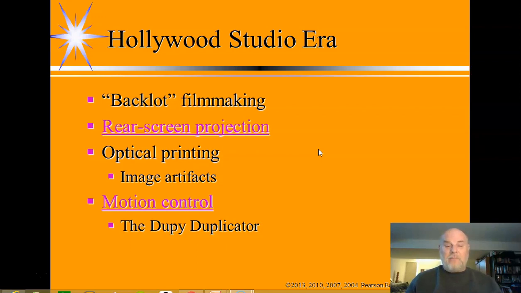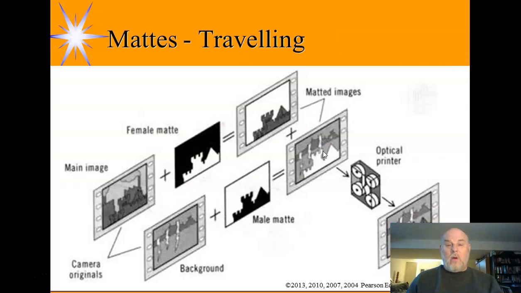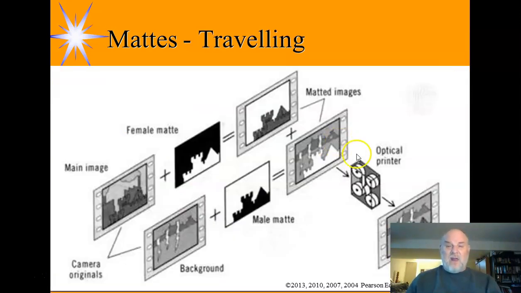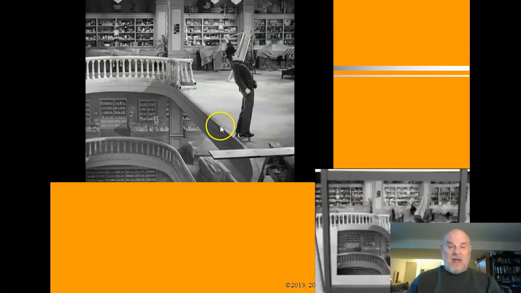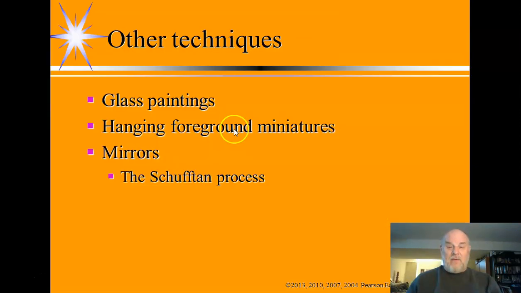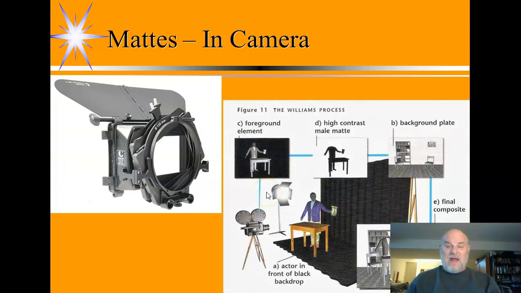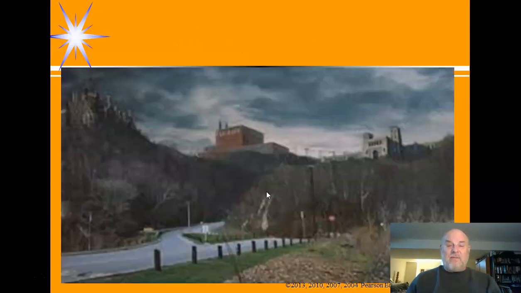Now, another technique began. One of the limitations of using in-camera mattes, traveling mattes, hanging foreground miniatures and glass paintings is that the image needs to be static.